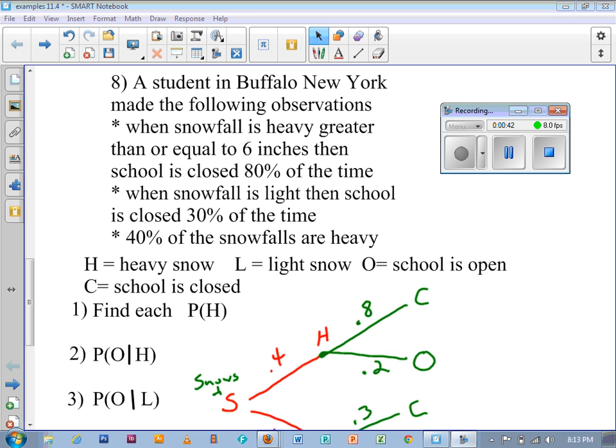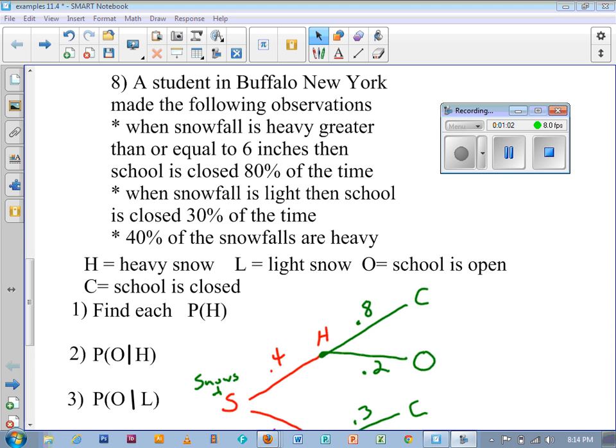And this says, a student in Buffalo, New York made the following observations. When snowfall is heavy, greater than or equal to 6 inches, then school is closed 80% of the time. When snowfall is light, then the school is closed 30% of the time. 40% of the snowfalls are heavy.